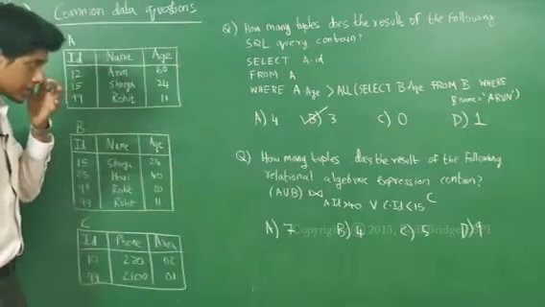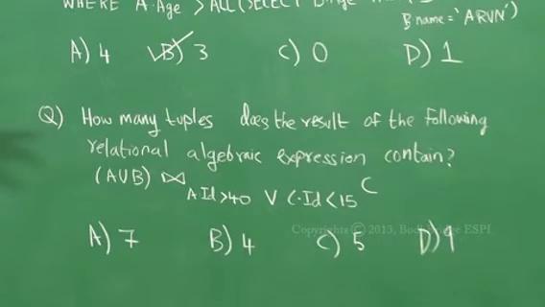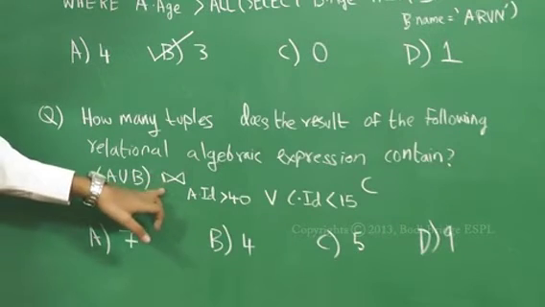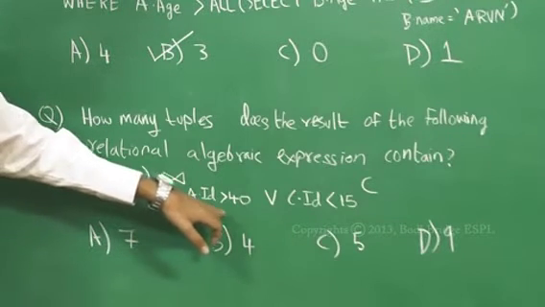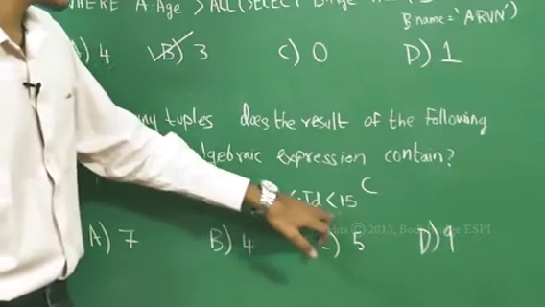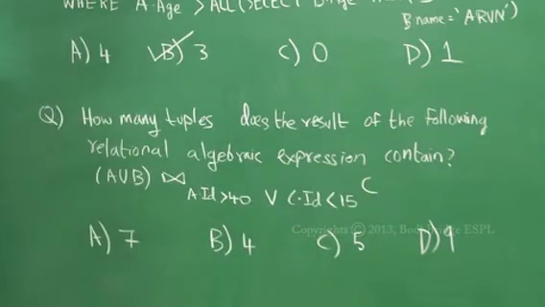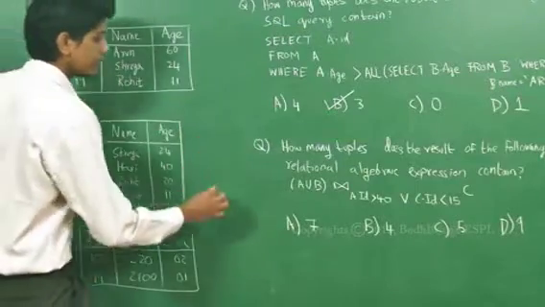The second question is, how many tuples does the result of the following relational algebraic expression contain? (A union B) full outer join, where a.id is greater than 40 or c.id is less than 15, C. So first, we'll just write A union B here.